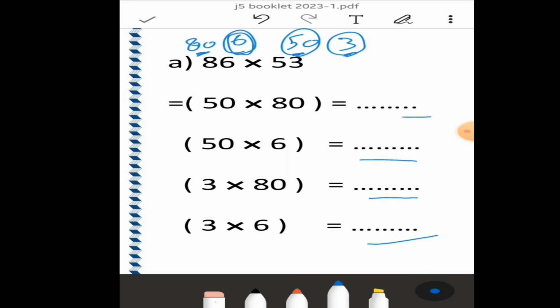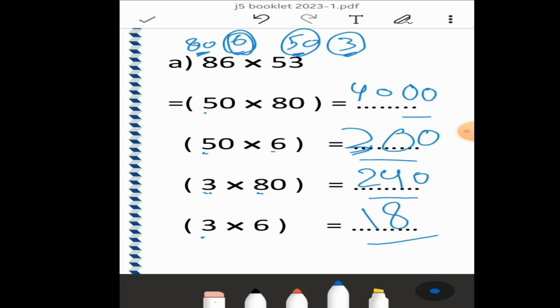So 50 times 80, collect 2 zeros, and 5 times 8 equals 40. 50 times 6, collect zeros, we have here 1 0, 5 times 6 equals 30. And then 3 times 80, collect zeros, we have here 0, and 3 times 8 equals what? Equals 24. So finally here 3 times 6 equals 18.